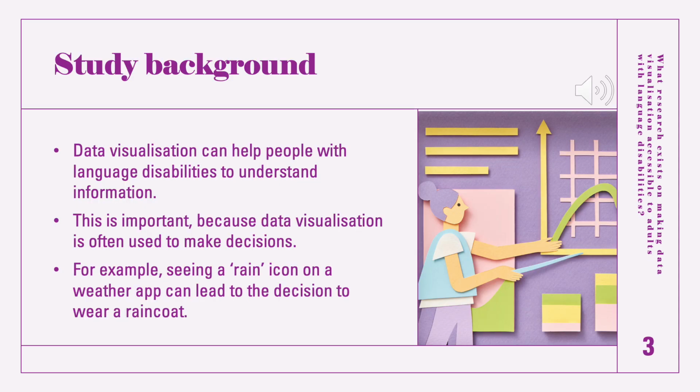Study background. Data visualisation can help people with language disabilities to understand information. This is important because data visualisation is often used to make decisions. For example, seeing a rain icon on a weather app can lead to the decision to wear a raincoat.